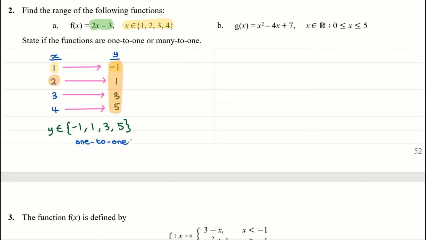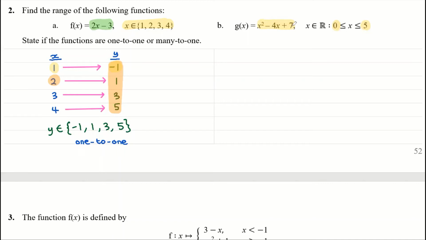We have a set of real numbers for our domain, but it is restricted. It's restricted across an interval between 0 and 5 inclusive. And the rule that connects our inputs to our outputs, which we're going to have to find, is the rule x squared subtract 4x plus 7.